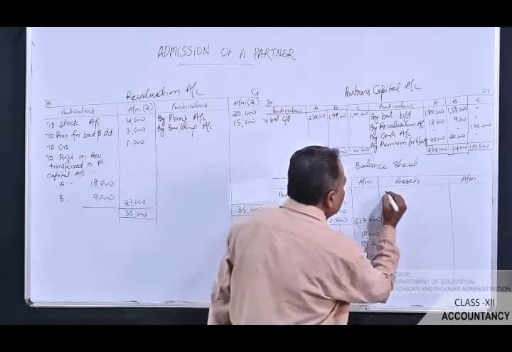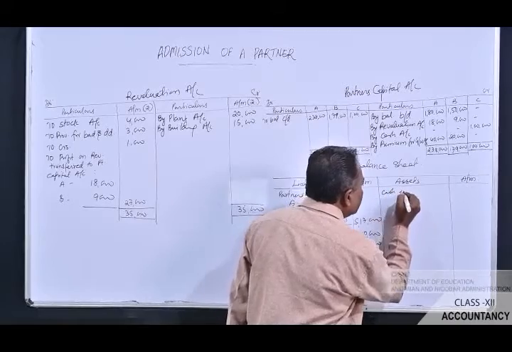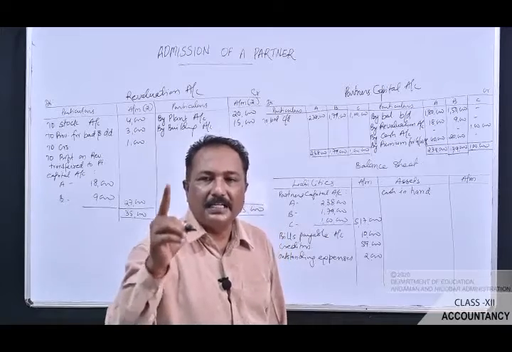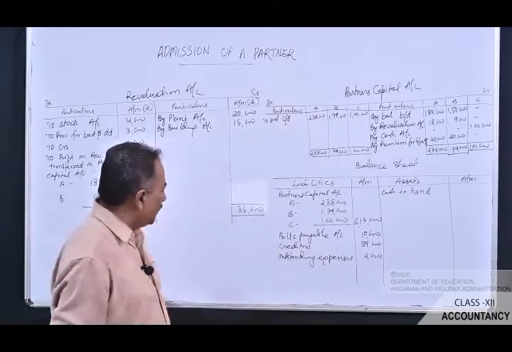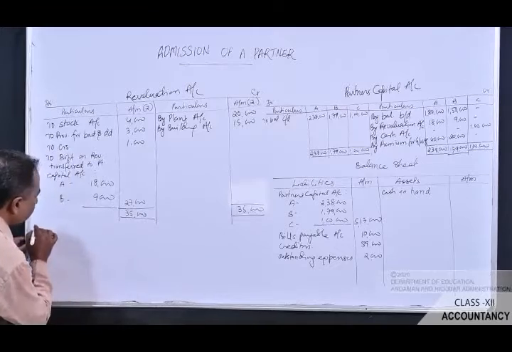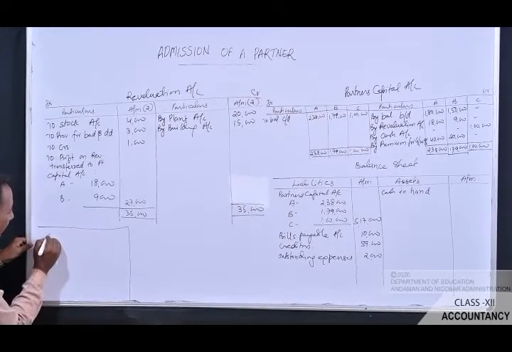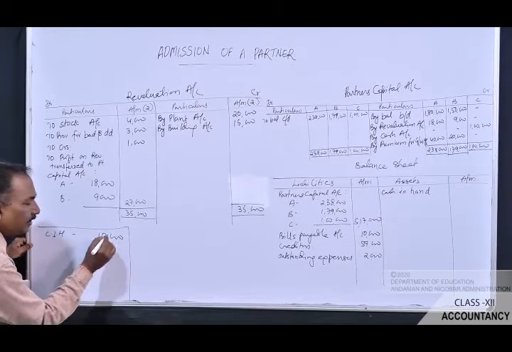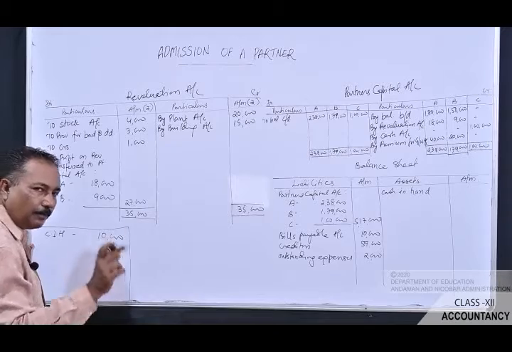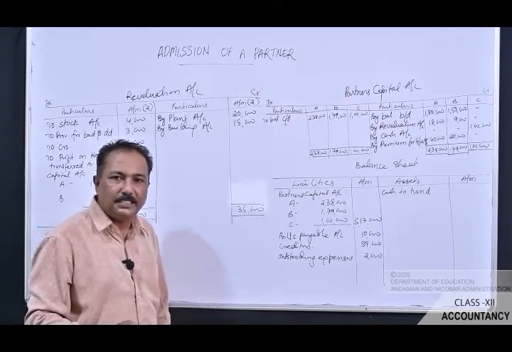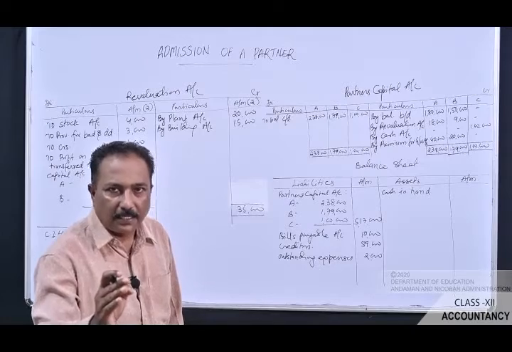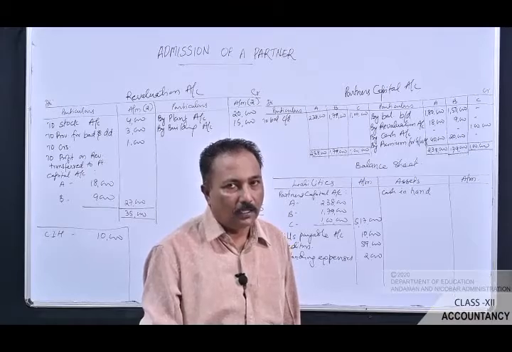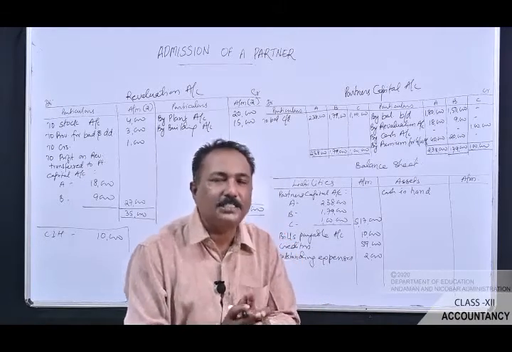The very first item given in the asset side is the cash in hand. See the old value of the cash in hand given, it is rupees 10,000. Here we will add cash in hand given in the old balance sheet as rupees 10,000. The new partner, he has taken admission in the partnership business and he had brought rupees 1 lakh as his capital and 60,000 rupees as his share of goodwill. So total he is bringing rupees 1,60,000 in the business.